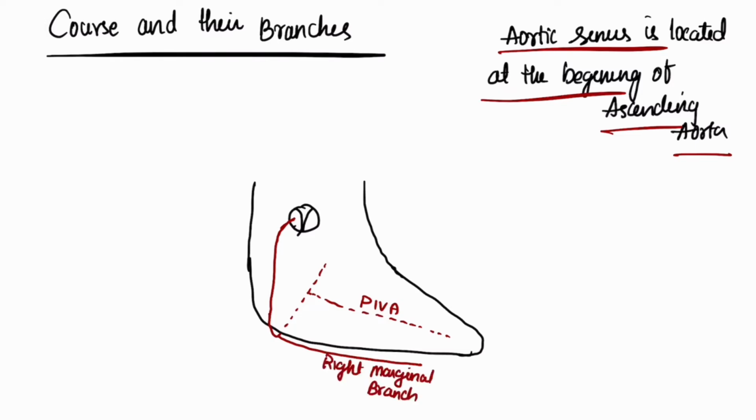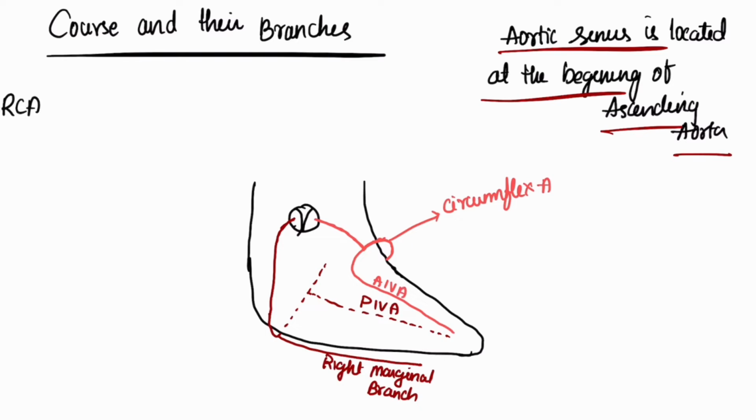And we have the left coronary artery. This is the left coronary artery here. And this left coronary artery is very short and it divides into two branches. The circumflex artery, this is the circumflex artery here. And it also gives rise to another branch, that is anterior interventricular artery. This is the anterior interventricular artery. Let us write it down here.